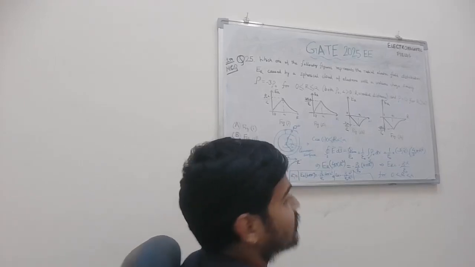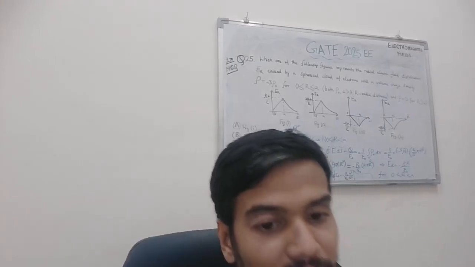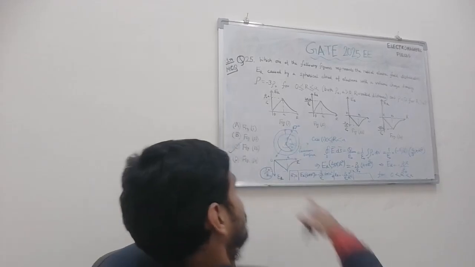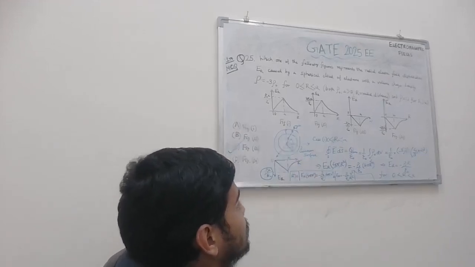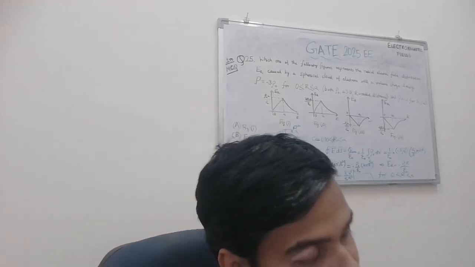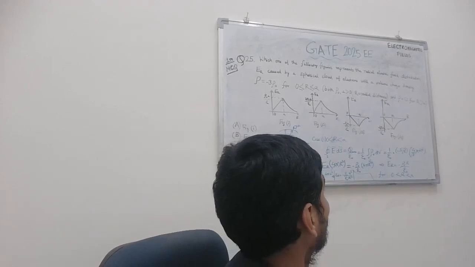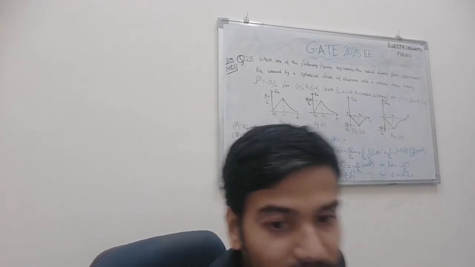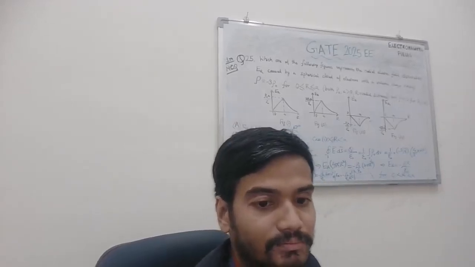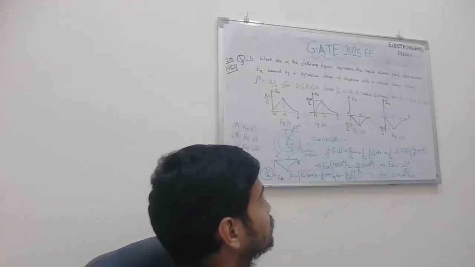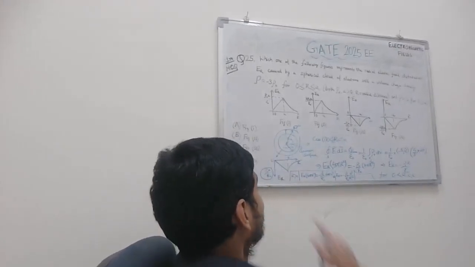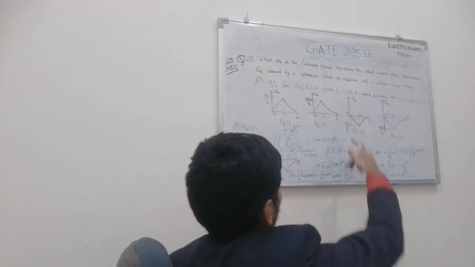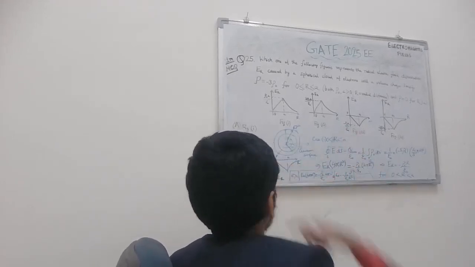From 0 to a, it is decreasing linearly, as you can see here. And for r greater than a, it will decrease with a factor of 1 by r square, that is, inverse square proportionality. And the variation will be something like this graph. So that's the option figure 3, that is option C.